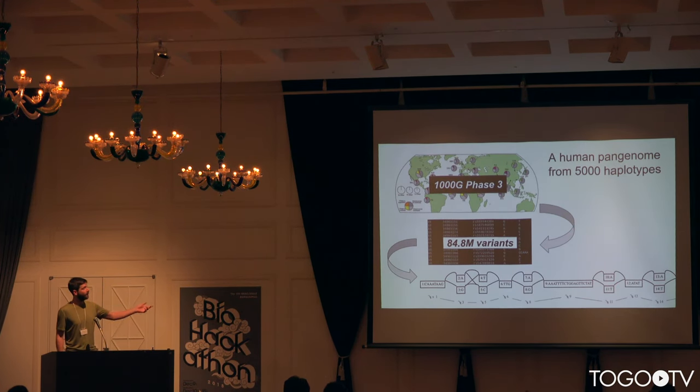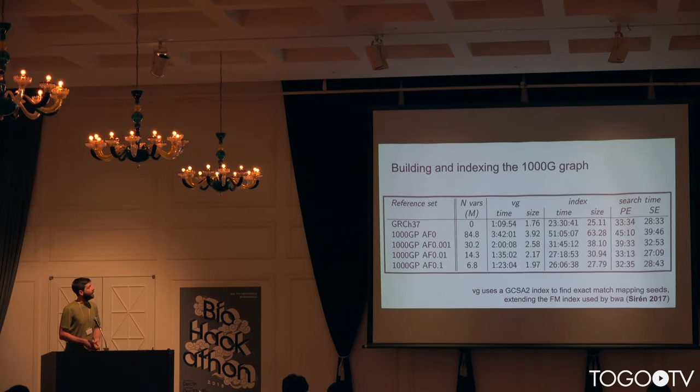We build a variation graph out of the human whole genome and the variants from the 1,000 Genomes Project. The human 1,000 Genomes Project has about 5,000 haplotypes, so it's as if we've made a single reference that includes 5,000 genomes. And this takes us some time to do. It's not quite as fast as working with a linear reference, but we can build the graph and build indices on top of it in several days. Once we have those, we can then map reads against it very efficiently.